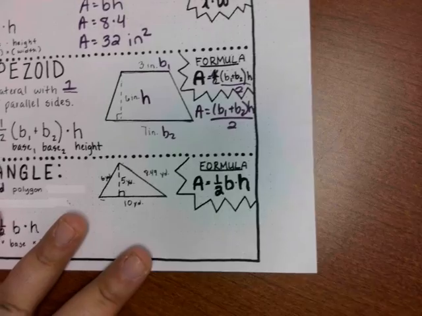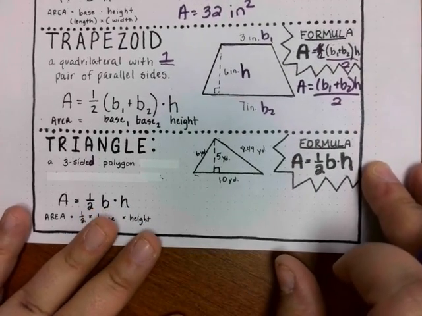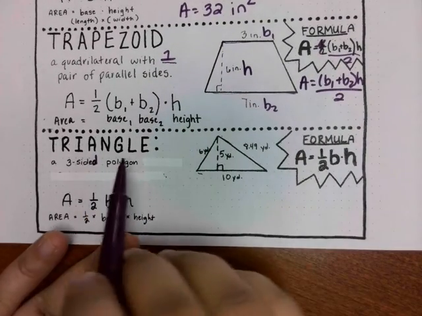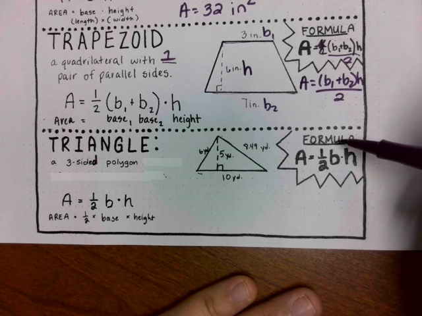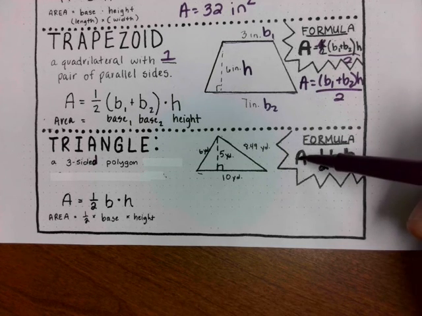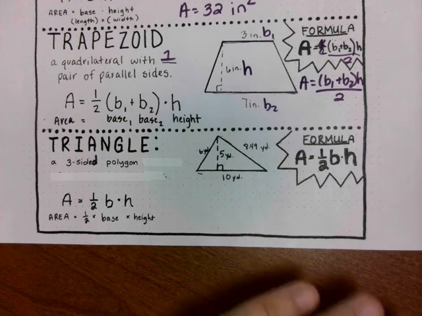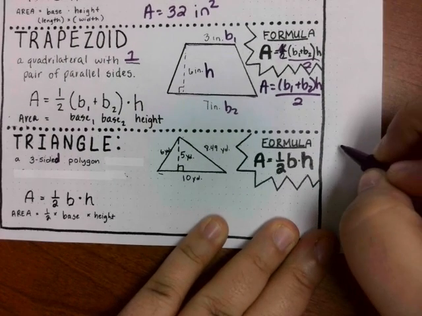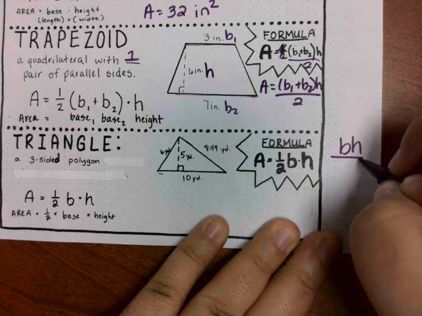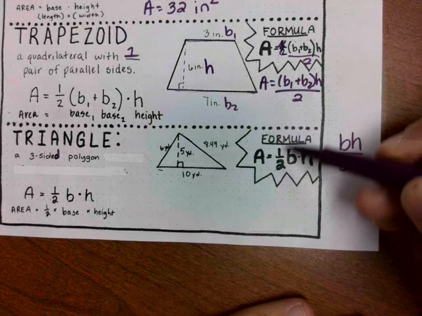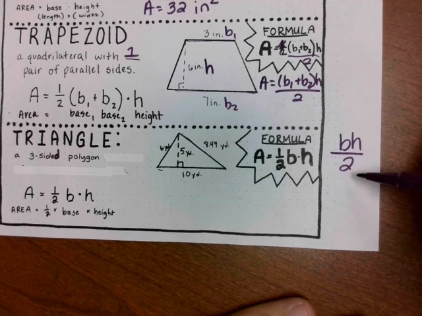All right, and then the last one we're going to look at is the triangle formula. It is a 3-sided polygon. So the area formula on your formula chart is A equals 1/2 BH. So 1/2 times the base times the height. But again, we don't like that formula. We like to do base times height divided by 2. So instead of multiplying by that fraction, we divide by 2 instead.